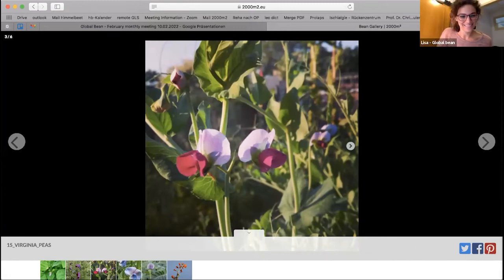Hi, I'm Virginia. This is a pea I grew last year in my garden in Berlin. I'm not sure about the name. It's somehow a marker pea. I had several varieties, so I'm not sure about the exact variety, but it looks really beautiful with these two colors. So that's why I posted it.